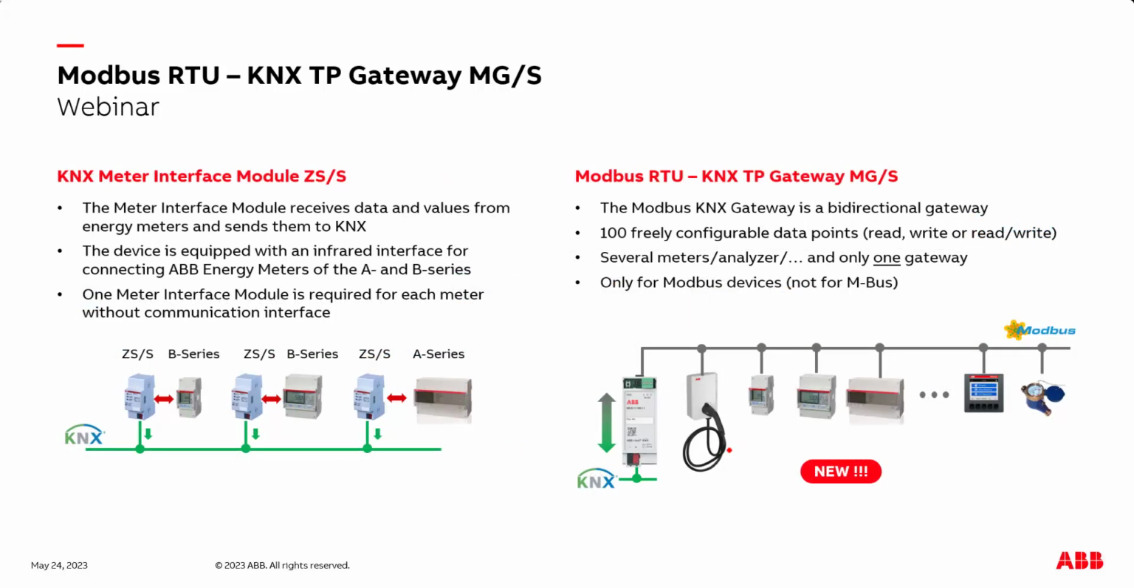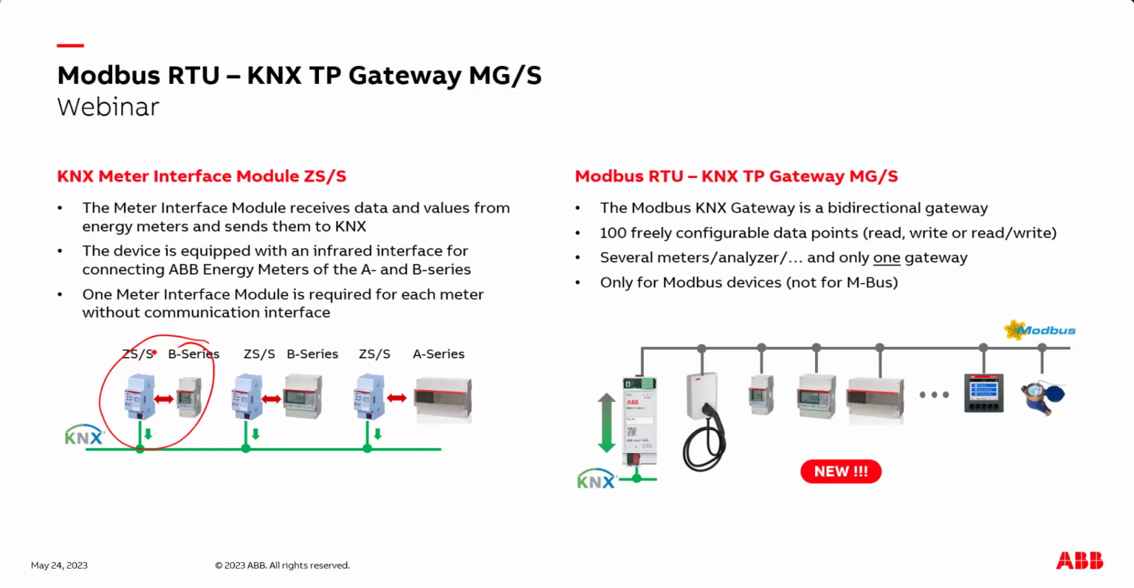Then let's come to a slide which gives us more information about the integration of metering. On the left side you see our existing solution with our KNX meter interface ZSS. The meter interface receives the data via an infrared interface from our energy meters of the A and B series and sends it then to KNX. With this existing solution, we need one meter interface ZSS per meter. But this can be a standard meter without communication, so not M-bus or Modbus. This is a standard meter with no communication interface. This is our existing solution: one meter interface per meter.